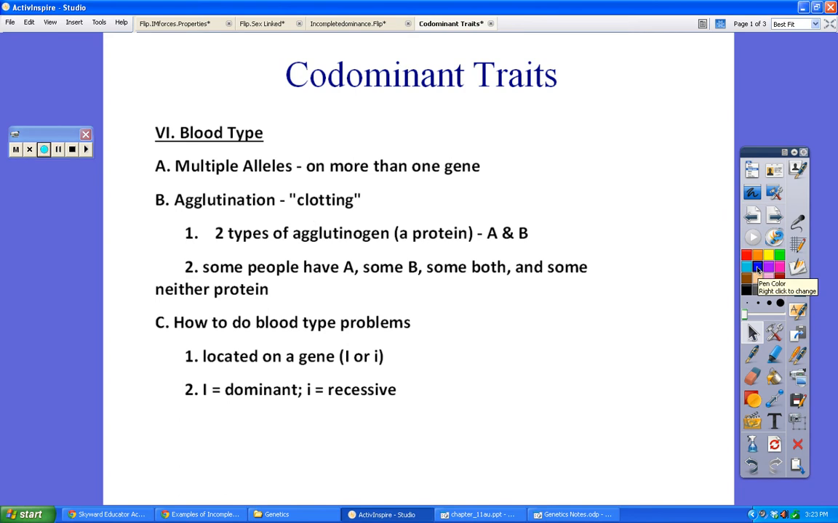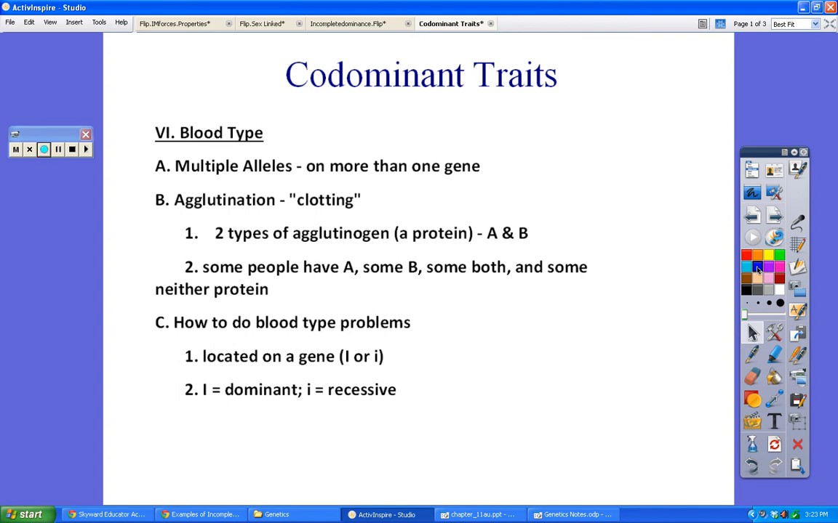This one is on codominant traits. Some traits in our body have codominance, which is different than incomplete dominance. A lot of times people get these mixed up and confused. Now with codominant traits, we have two dominant alleles.